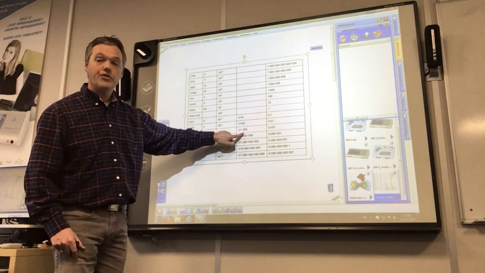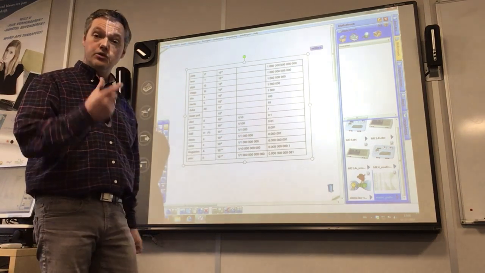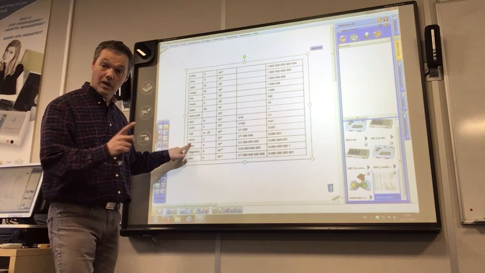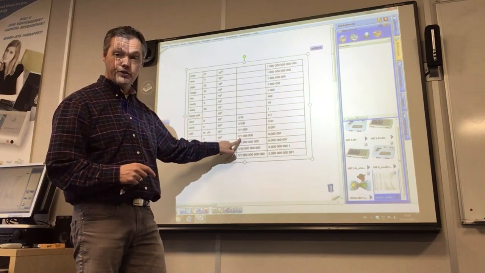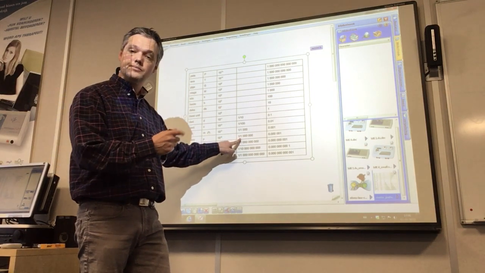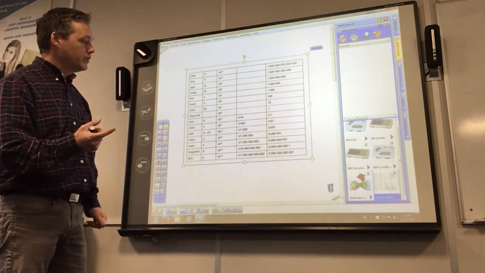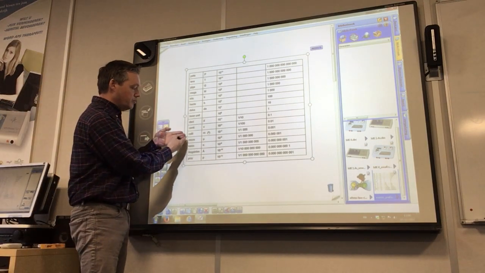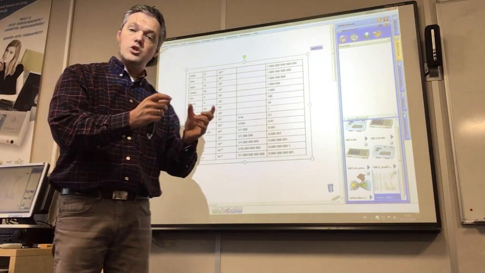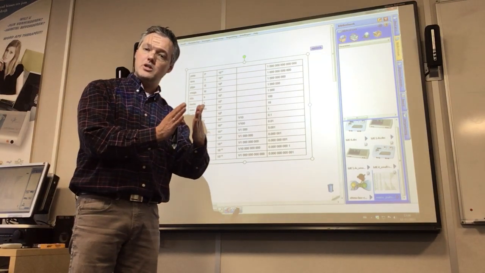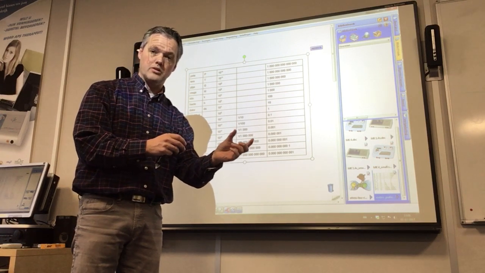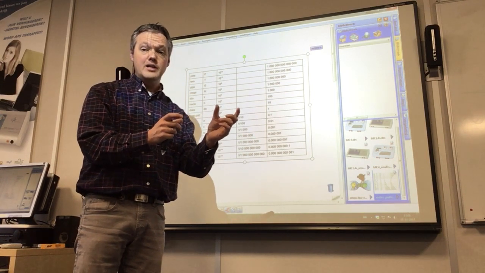Milli is 1,000s. So 1,000 millimeters in a meter. Micro, so 1 micrometer, is 1 millionth. 1 million micrometers in a meter. Actually the millimeter and the micrometer are talking about the same thing, because they are talking about the meter. The only thing is that the millimeter is 1,000th of a meter, so fairly small.